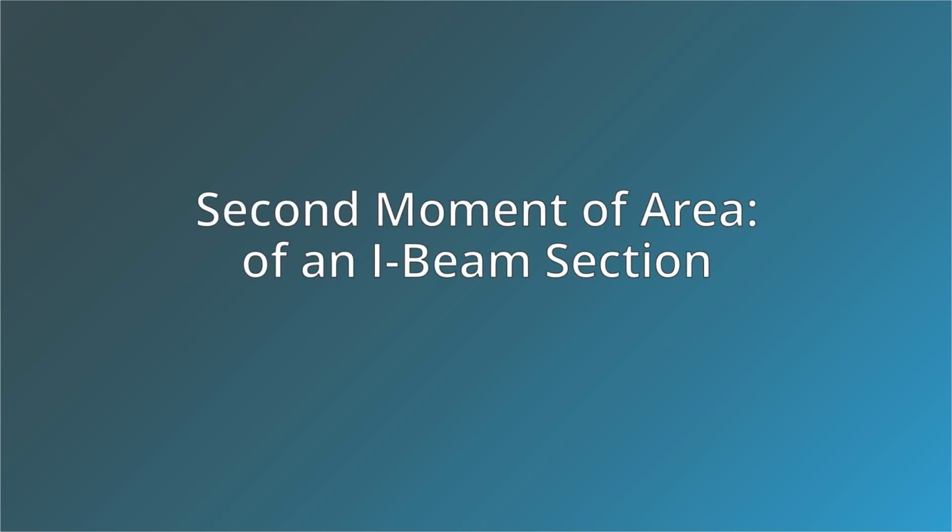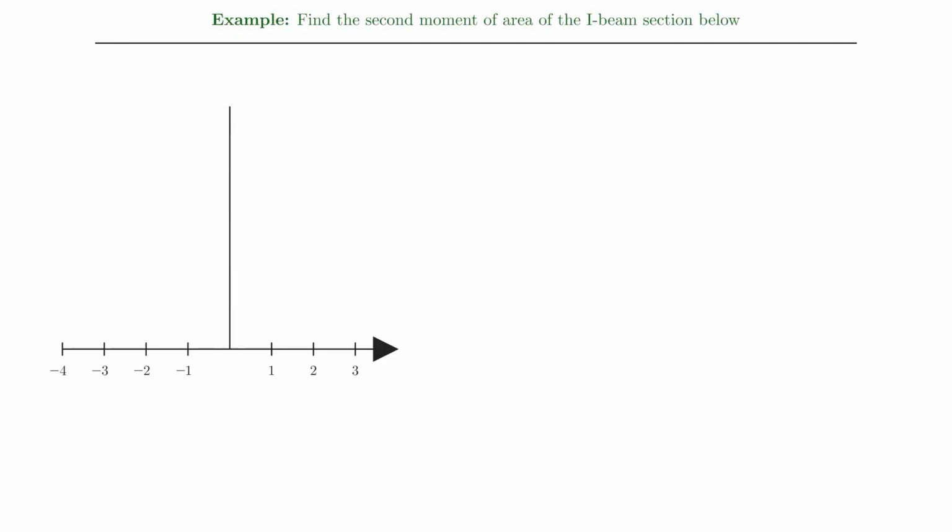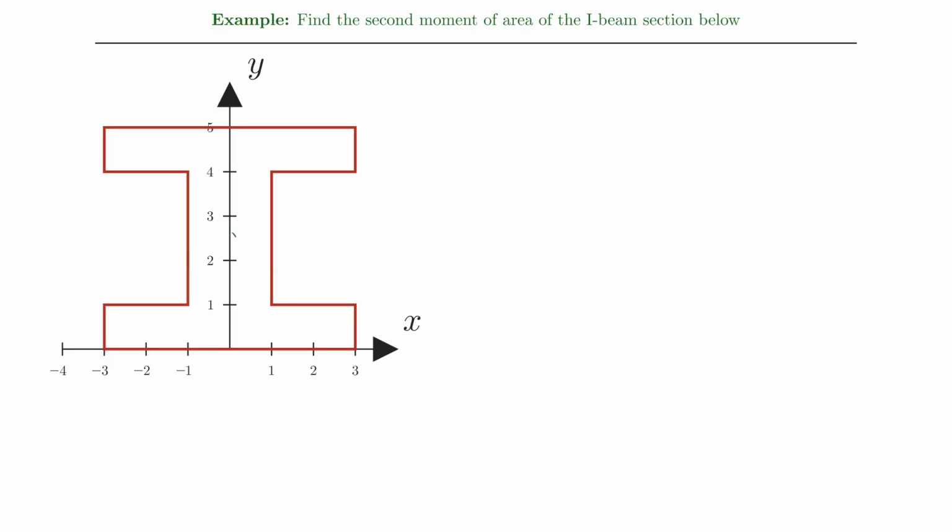In this video, we're going to calculate the second moment of area for an I-beam section. In this example, we're going to calculate the second moment of area for the I-beam plotted on the coordinate system. All dimensions are in meters. Because the shape is doubly symmetric, the centroid is located exactly at the center of the web at coordinates 0, 2.5. We're going to solve this using two different methods.